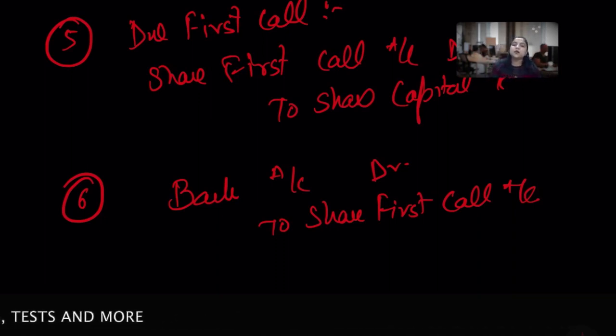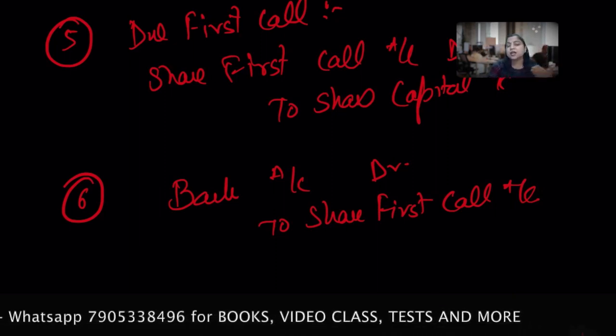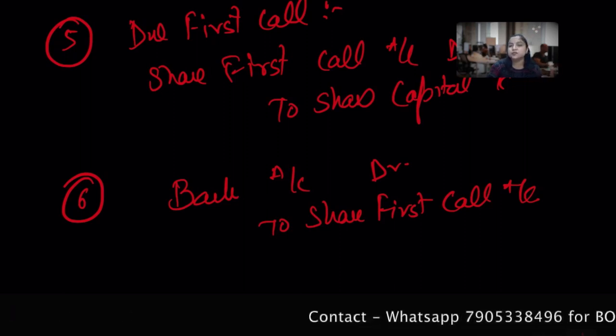Suppose there is a second call, third call, fourth call, that will go accordingly. The third call or a fourth call, it can be n number as per the company's requirement. Hope you are satisfied. This is all about the theoretical understanding of journal entries in case of installment.